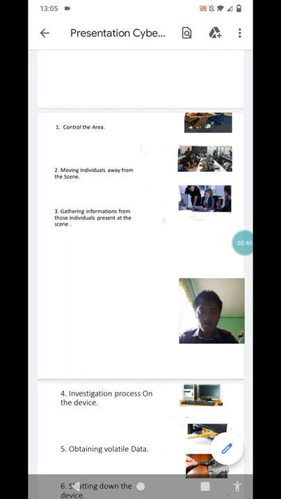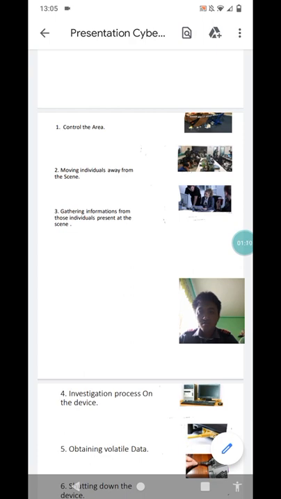Second is moving individuals away from the scene. In this procedure, the investigator should move those individuals away from the crime scene to protect the evidence from possible corruption or altering. Third is gathering information from those individuals present at the crime scene.